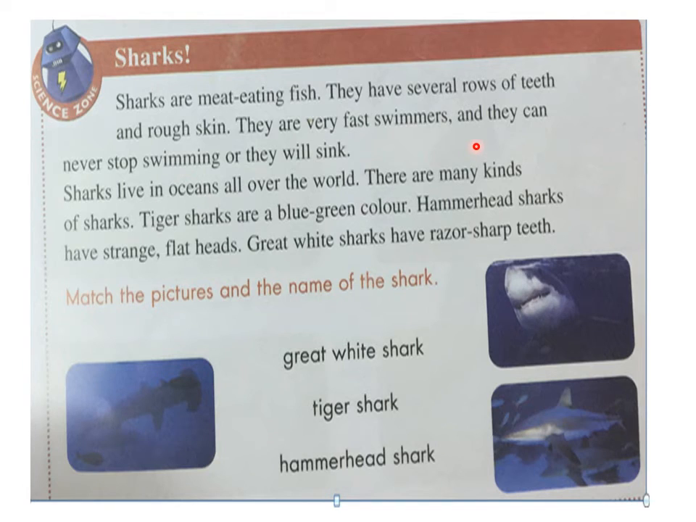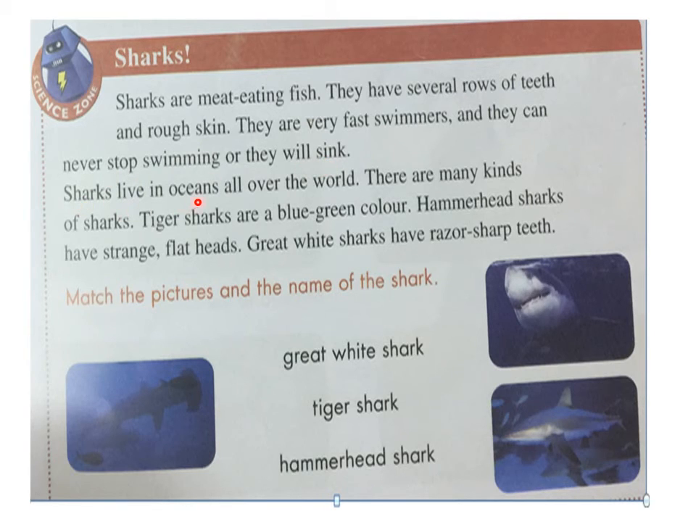Now let's know more about sharks. Sharks are meat-eating fish. So sharks, they are what? A kind of fish, and they eat what? Meat. They have several rows of teeth and rough skin. They are very fast swimmers and they can never stop swimming or they will sink. So they have to stay all times what? Swimming. Why? Because if they stop, what will happen? They will sink.